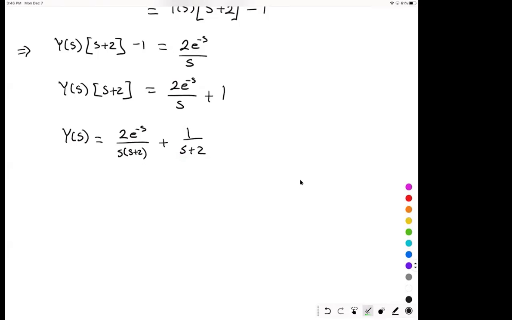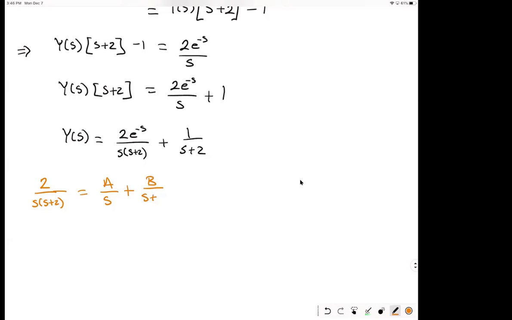So let's see here. If I made 2 over s times s plus 2 equal to some a over s plus some b over s plus 2, then I'd have 2 equal to a times s plus 2 plus b times s. And if s equals 0, I'd end up with 2 equals a times 2. So that means a equals 1.